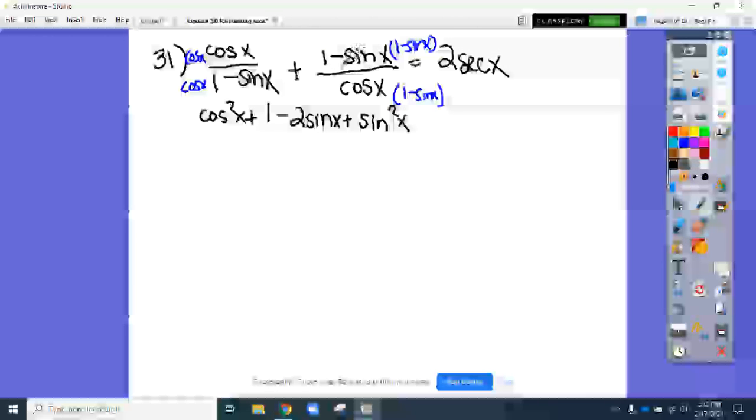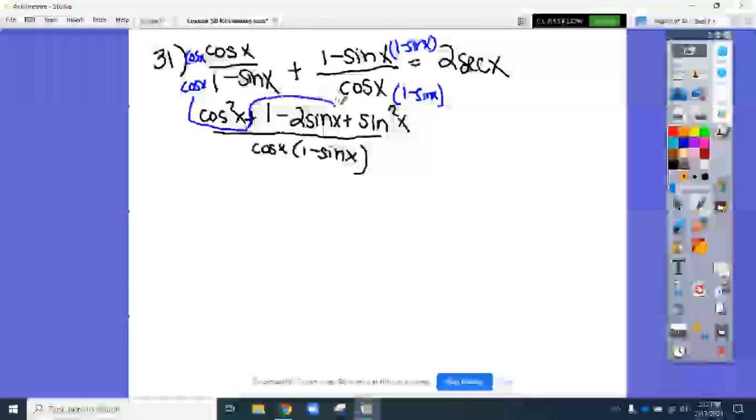1 times 1 is 1. I get a negative sine x, another negative sine x. There's my negative 2. And then negative sine x times negative sine x gives me the positive. All right, that is all over the common denominator of cosine x times 1 minus sine x. All right, so now it really hinges on noticing, hey, look, cosine squared plus sine squared is 1, right? I have 1 plus another 1 minus a 2 sine x over my common denominator.